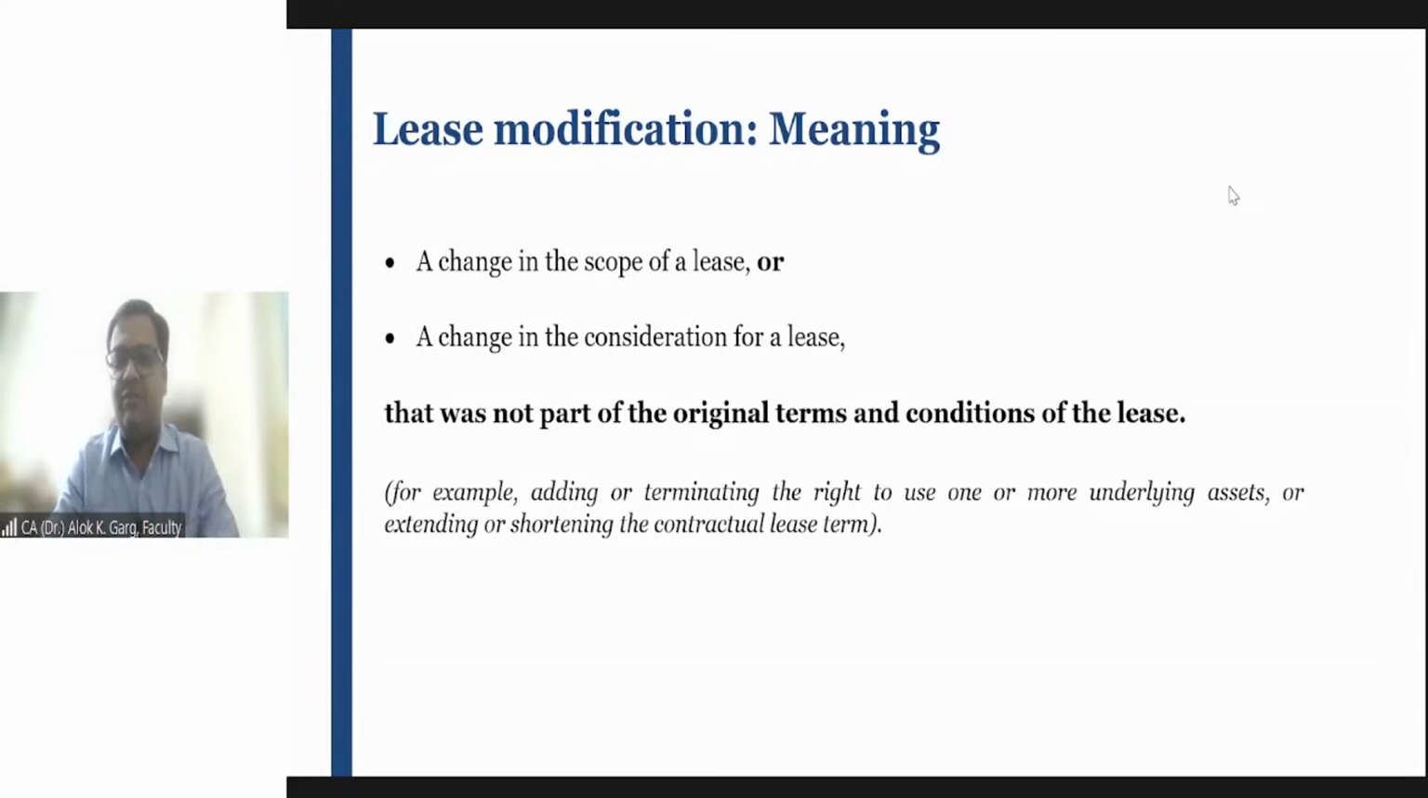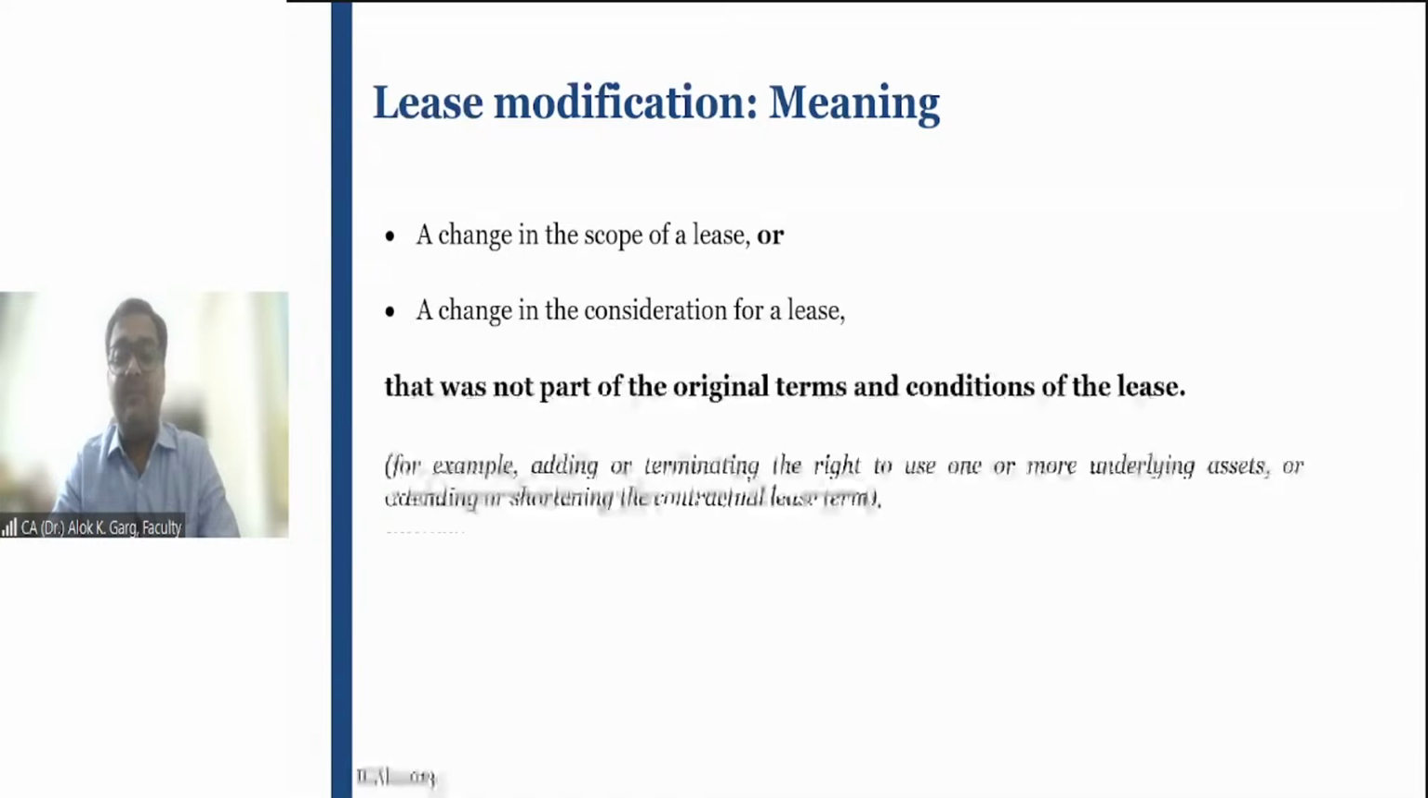Good morning, Salesh. Good morning, Tanisha. Good morning, Rahul. So let's start our discussion on lease modification.